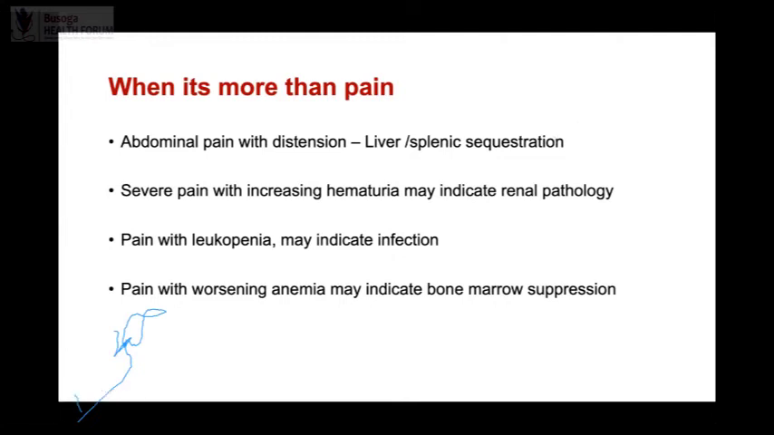So sometimes it's not pain. Sometimes the pain is because of an organic disease. For example, liver sequestration: a child is crying of pain, but really it's the liver. So you can look out for that.